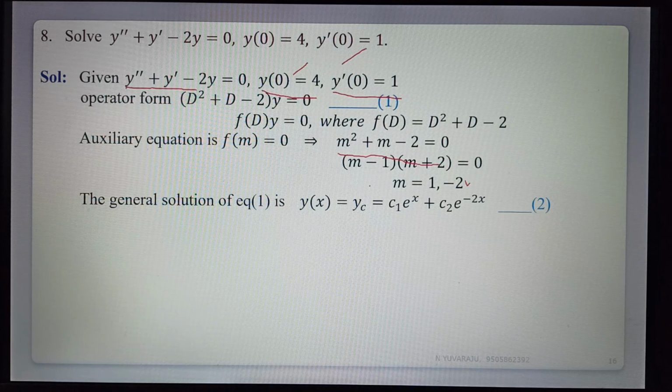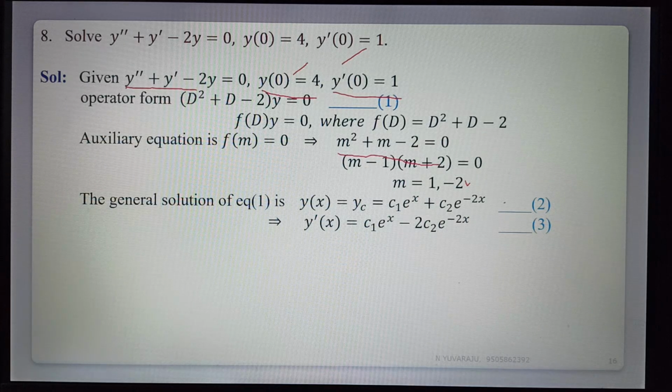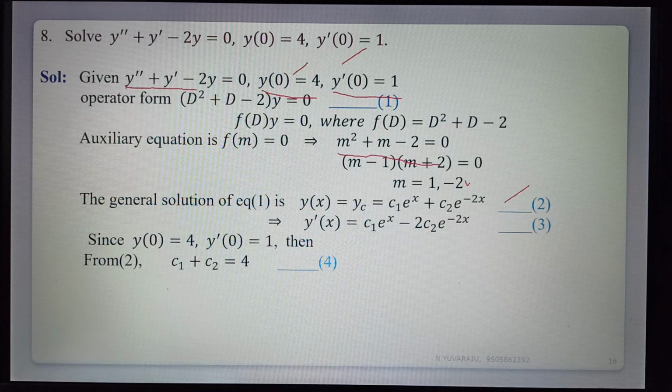Now using the given initial conditions, we find the c1, c2 values. Now differentiating the solution, y dash of x is equal to c1 into e power x, derivative of e power x, and c2 into derivative of e power minus 2x, minus 2 into e power minus 2x. Initial conditions are y of 0 is equal to 4, y dash of 0 is equal to 1. Substituting x is equal to 0, y is equal to 4 in equation 2, e power 0 is 1, so c1 plus c2 is equal to 4.